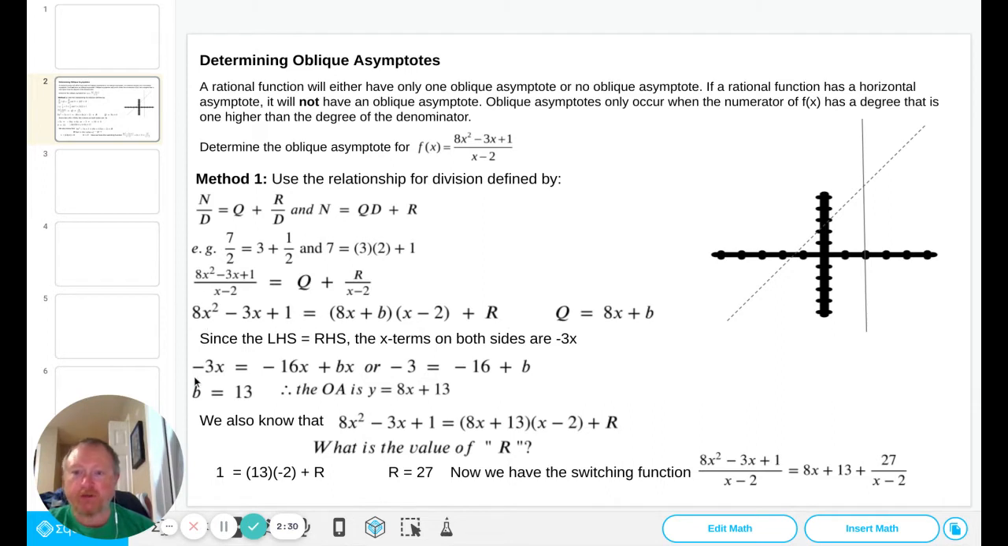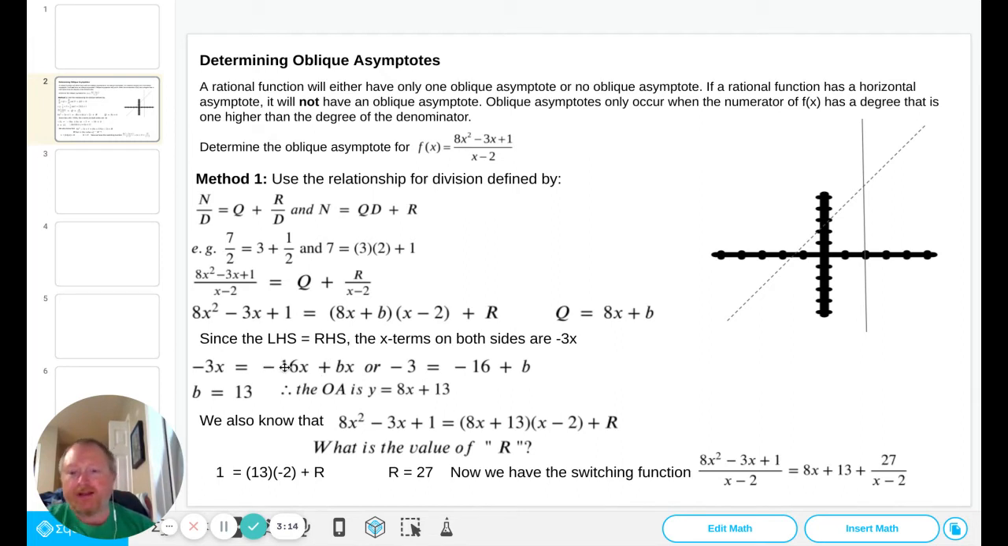And on the left side, we've got 8x squared minus 3x plus 1. So we know that the left side has to be equal to the right side. And the only thing on the right side that's going to create x terms is these two binomials being multiplied together, right? On the left side, there are negative 3 x terms. On the right side, we've got to figure that out. So how do I generate x terms on the right side? Well, 8x multiplied by negative 2 will give me negative 16x. And then this b, which is a constant, multiplied by x will give me bx terms.